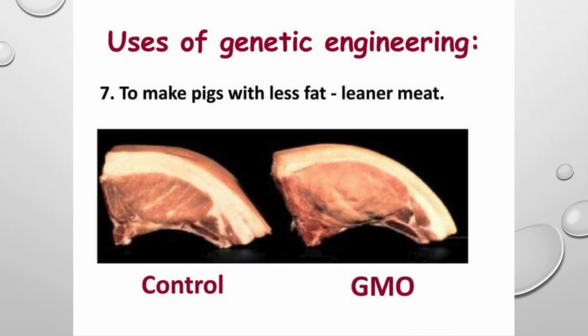Number seven, to make pigs with less fat, leaner meat. This image shows that genetic engineering can make pigs produce meat with less fat. Scientists can change a pig's genes so that it grows leaner meat, meaning more muscle and less fat. In the picture, the control meat is from a normal pig, with more fat. The GMO meat is from a genetically modified pig, with less fat. This helps produce healthier meat that's better for people to eat.